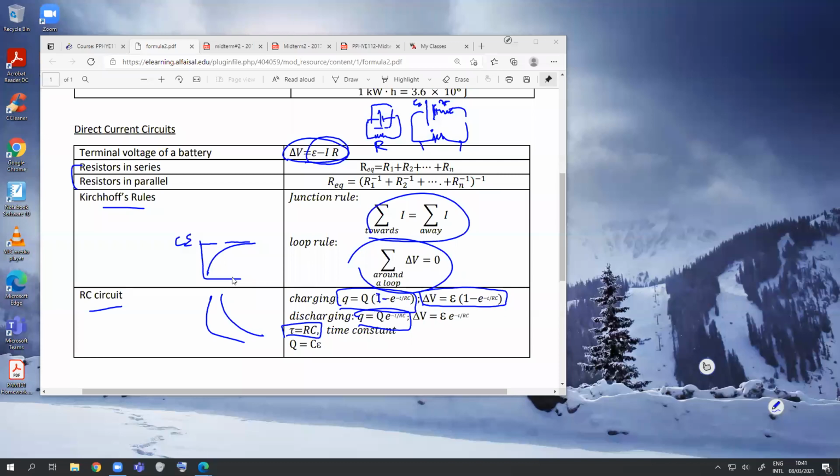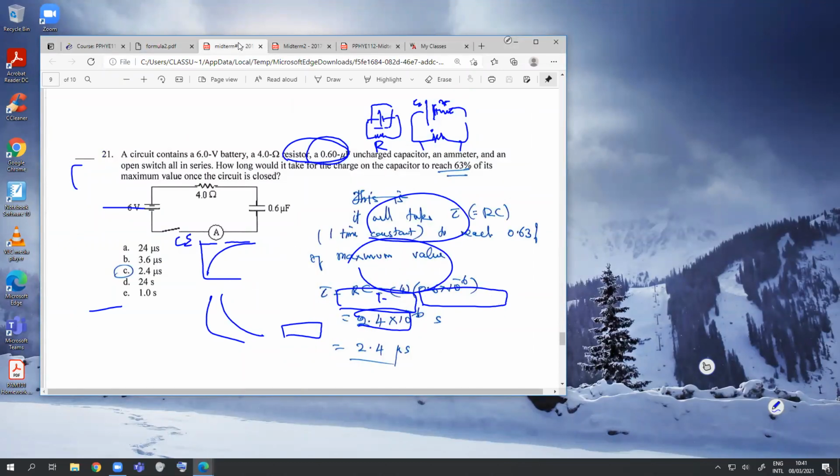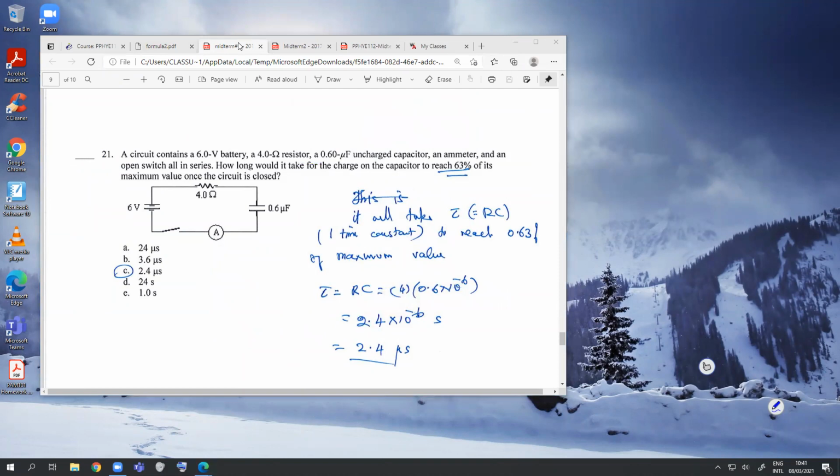That's about it. So now I have chosen some questions. I'm going to the oldest I have posted, 2016 or 17 spring, question 21. What comes after that is not included because this is the RC circuit. Okay, so let's look at this question. The circuit contains a 6-volt battery, 4-ohm resistor, and 0.6 microfarad uncharged capacitor, an ammeter, and an open switch, all in series. How long would it take for the charge on the capacitor to reach 63% of its maximum value once the circuit is closed?